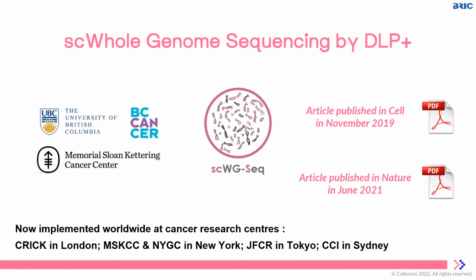First example of work that was developed on our CellenONE platform at the University of British Columbia and the Memorial Sloan Kettering Cancer Center in New York. It's a method called Direct Library Preparation Plus. It was published in Cell in 2019, and they recently published a very nice Nature paper in 2021 using this technology to analyze cancer tissue. It's a whole genome sequencing method that is now implemented in multiple sites around the world: at the Crick Institute in London, MSKCC, the New York Genome Center, the Japan Foundation for Cancer Research, and the Children's Cancer Hospital in Sydney.